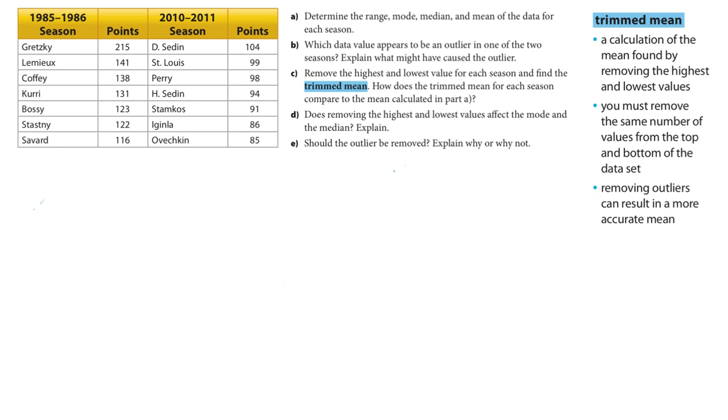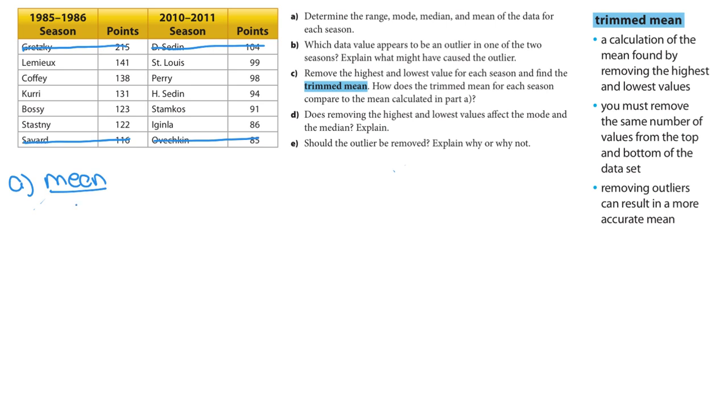So this one says remove the highest and lowest. So if I want to remove Gretzky, I also have to remove Savard. And it says to do both data sets. I don't really see an outlier in the other data set, but we're going to keep them as equal as possible. So we're going to remove Sedin and Ovechkin. And then we're going to go ahead and find what we call the trimmed mean. And we're going to compare them to the means we found in part A, which I'm just going to jot down because we've moved over to a clean sheet.